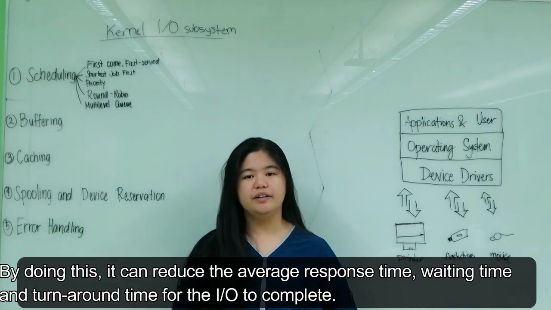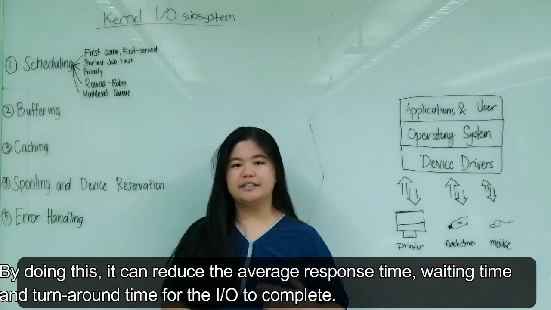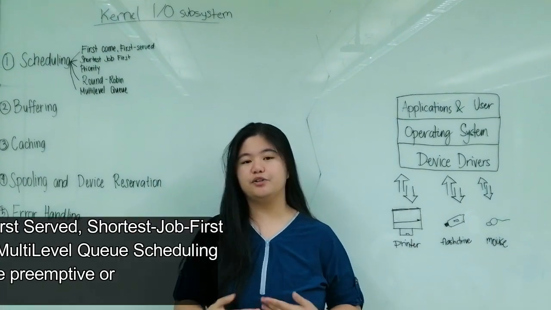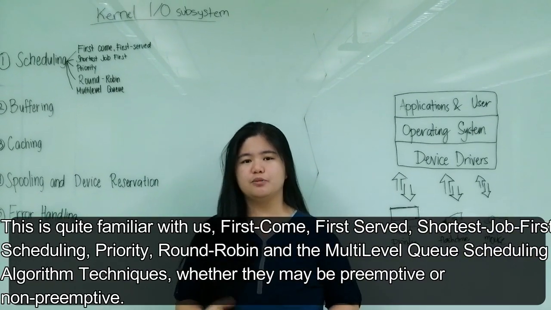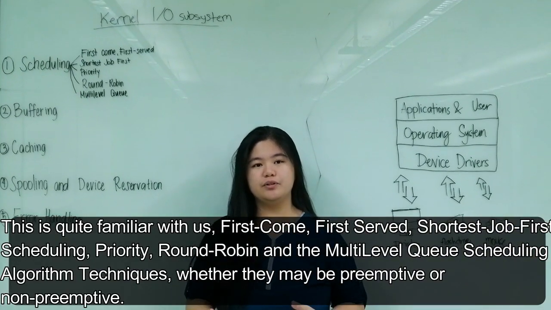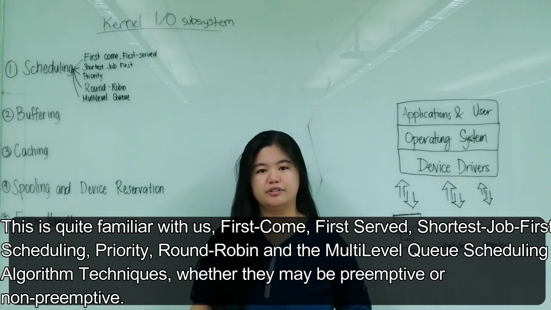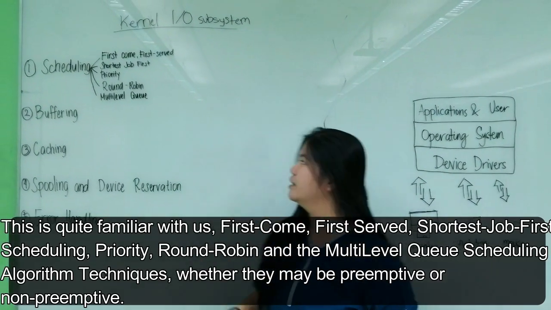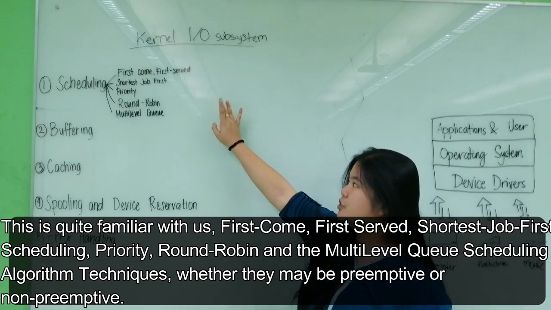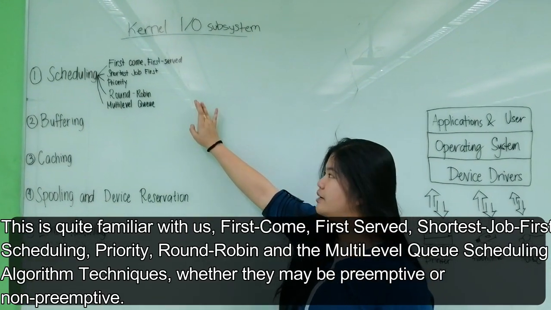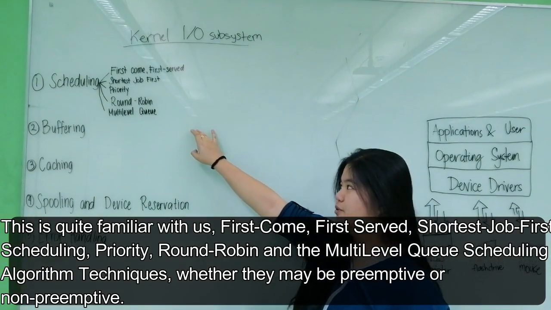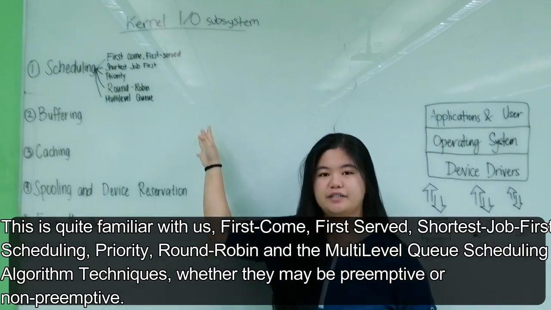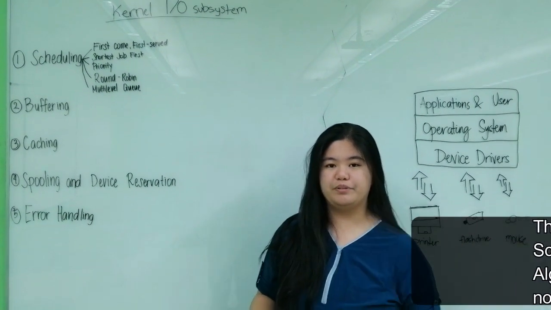So how does it do it? The kernel does it by scheduling a set of I/O requests and determining the best way to execute them. By doing this, it can reduce the average waiting time, turnaround time, and response time for the I/O to complete. It is quite familiar to us: first come, first served, shortest job first, priority, round robin, and multi-level queue scheduling algorithm techniques, whether they may be preemptive or non-preemptive.